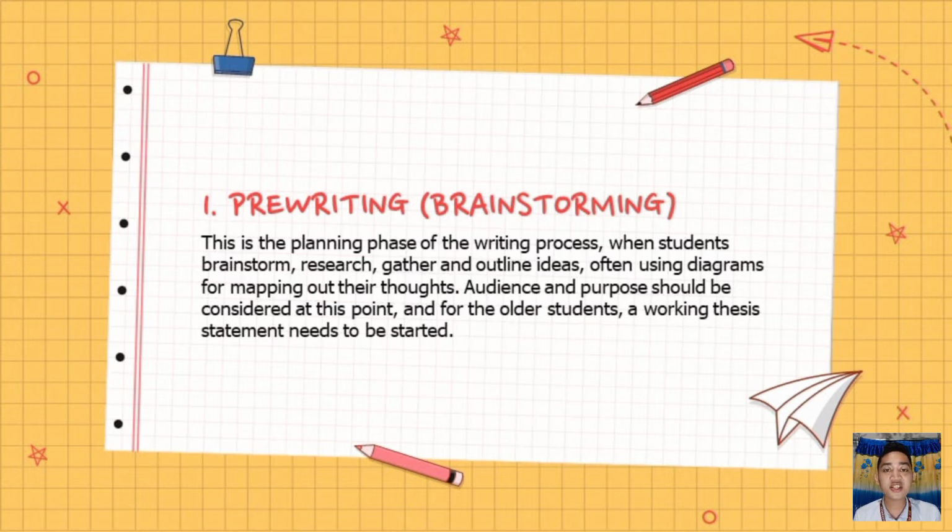This is the planning phase of the writing process. Students brainstorm, research, gather, and outline ideas, often using diagrams for mapping out their thoughts. Audience and purpose should be considered at this point, and for older students, a working thesis statement needs to be started.